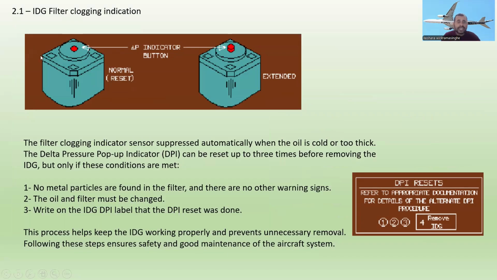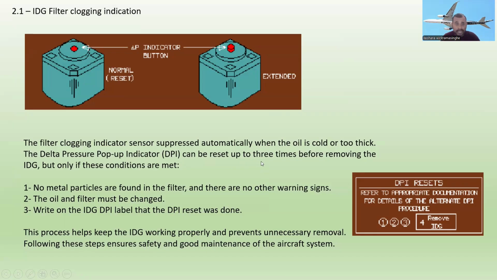The filter clogging indicator sensor is suppressed automatically when the oil is cold or too thick. Remember, the filter clogging indicator is suppressed automatically when the oil is cold or too thick. The delta pressure pop-up indicator can be reset up to 3 times.